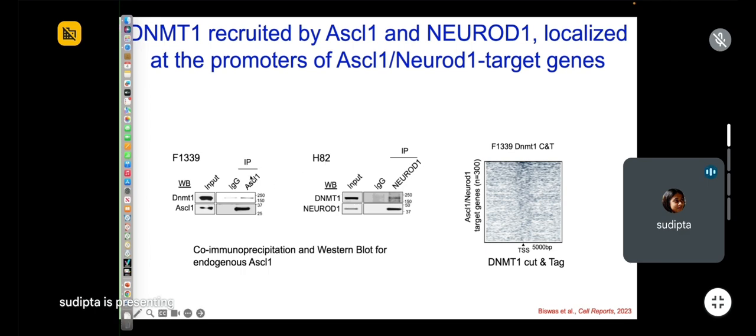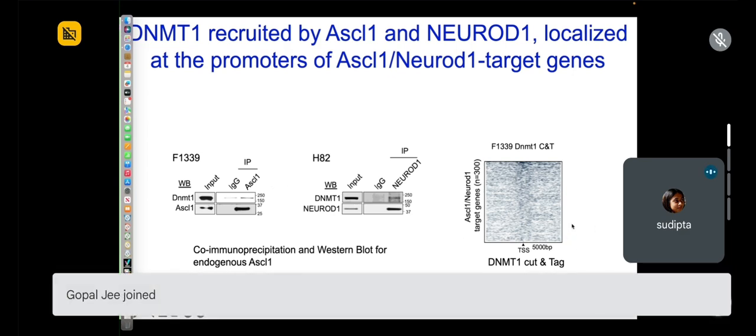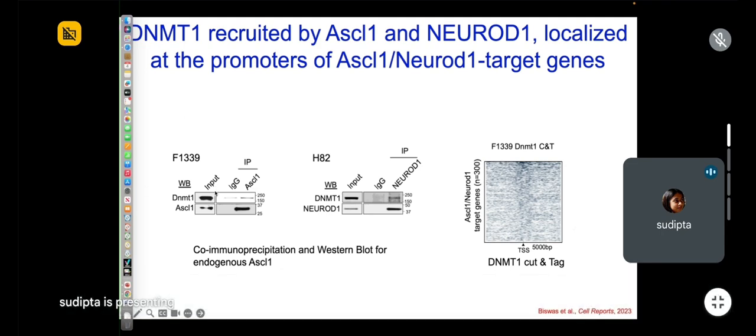So we did a co-immunoprecipitation assay as well as CUT&Tag. I will tell you about this method. You can see that in F1339 and H146, ASCL1 and NEUROD1 are co-immunoprecipitated with DNMT1. So they are interacting.